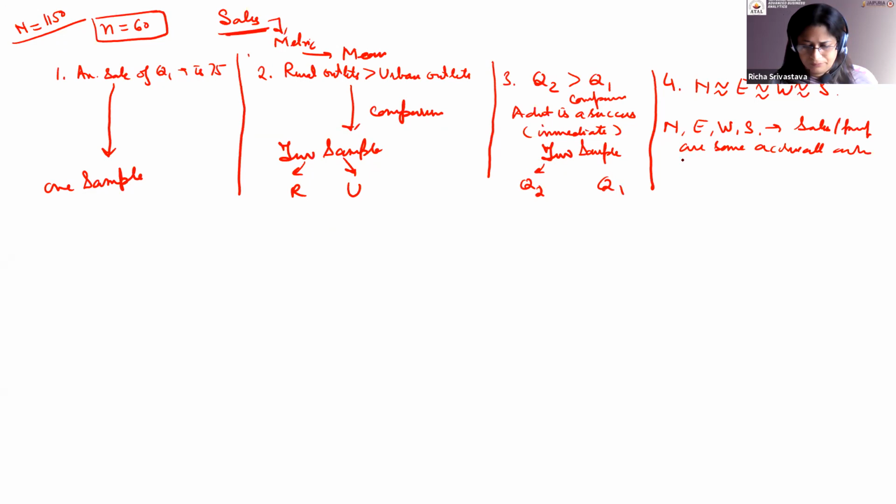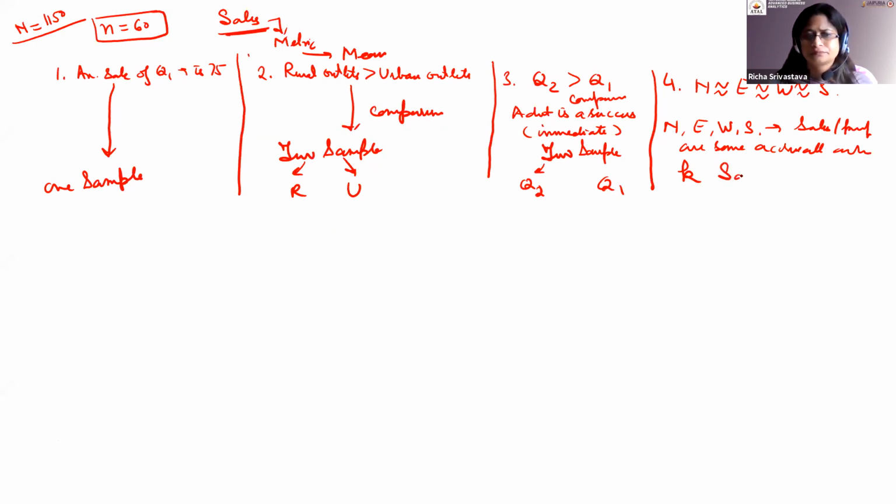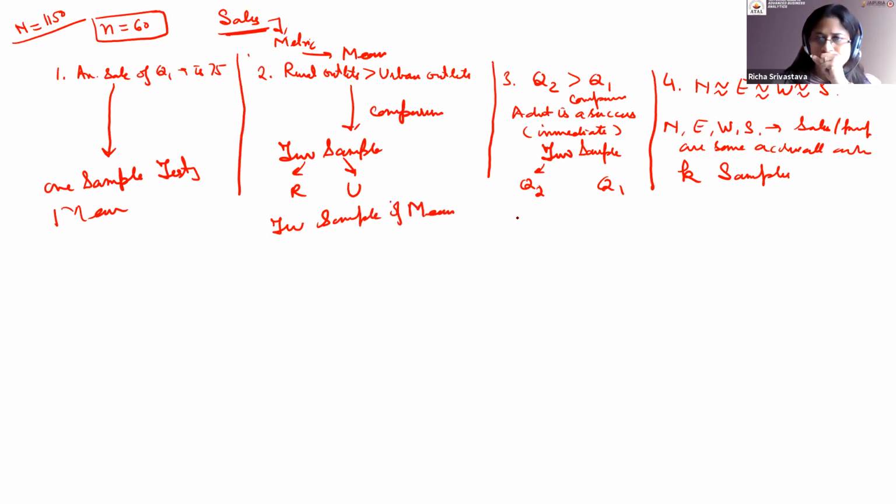And in the last case, since the number of samples is more than 2, we denote it by K samples. We have K samples. Fine. And since here the mean is used, this is known as one sample testing of mean. Here we have two sample comparison of mean, because we have two samples. Here also this is known as two sample comparison of mean, and this is known as K sample comparison of mean.